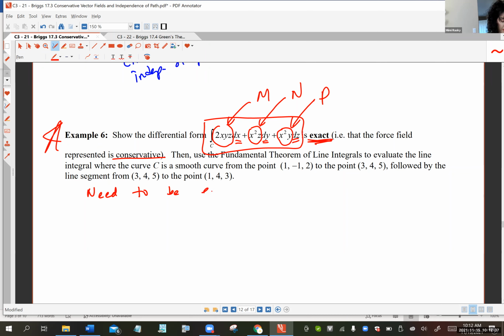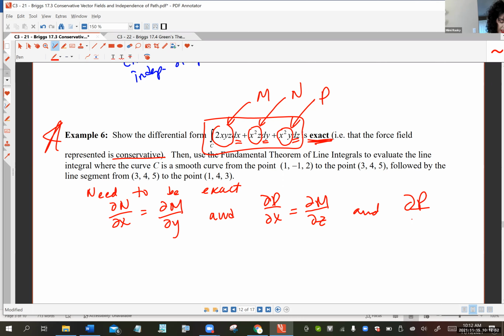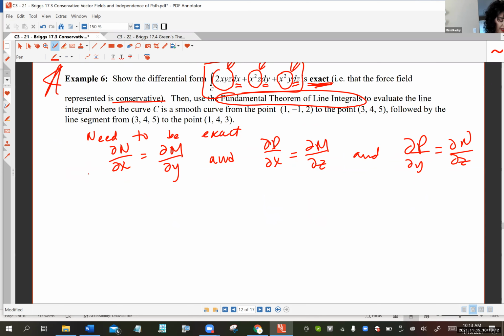So what do we need to be exact? We need the following three things to be true simultaneously. dN/dx has to equal dM/dy, and we need dP/dx to equal dM/dz, and we need dP/dy to equal dN/dz. If all three of those things are true, then the vector field is conservative, and therefore the differential form is known as exact. Yay! And then that means we can use the fundamental theorem of line integrals, which we learned last time, to evaluate the integral.